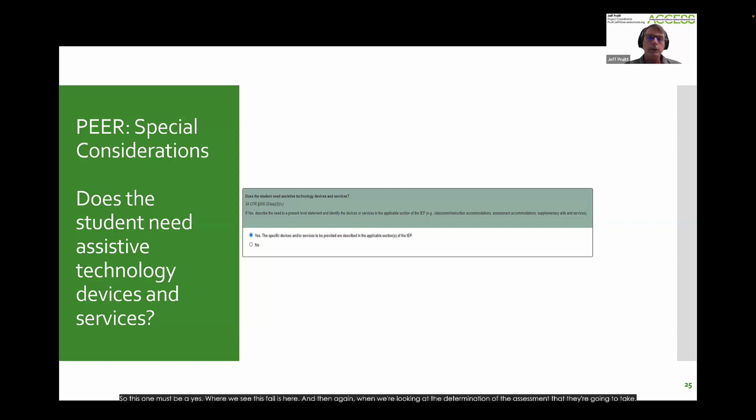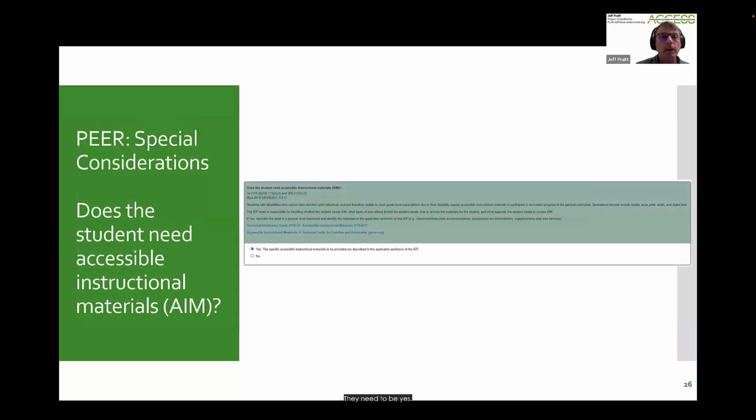Where we see this fail is here. And then again, when we're looking at the determination of the assessment that they're going to take, I am long in the tooth, this one and the alternate assessment questions need to match. They need to be yes. Special considerations, student need AIM. Obviously, if the student does need AIM, you would check yes.